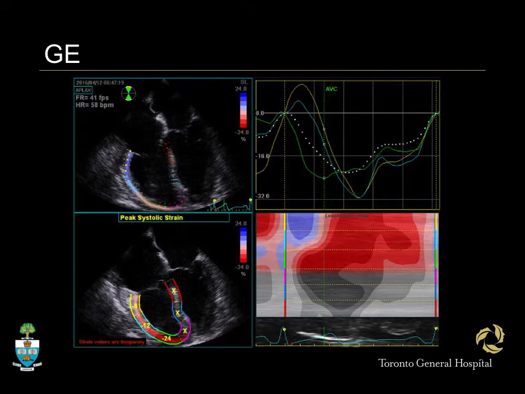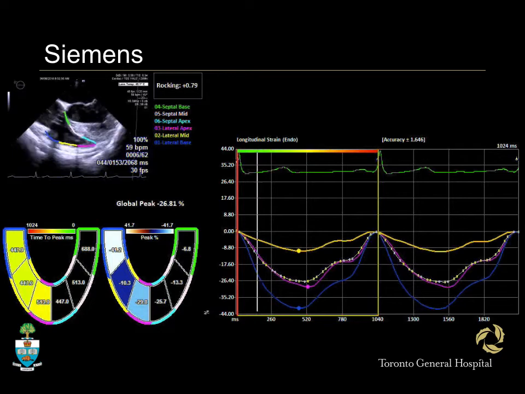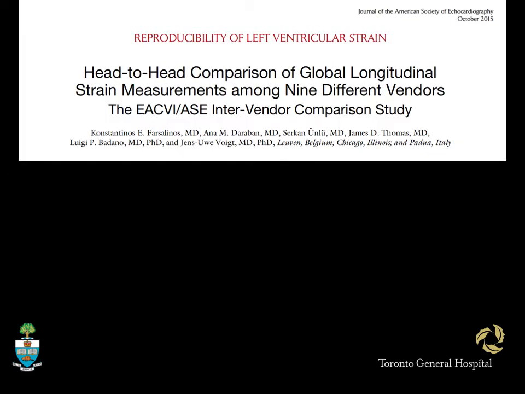So this is GE, where you can have the strain for each segment here. And if you want to know the global longitudinal strain, you need to scroll and get the point of the lowest point here. We also have a sort of parametric imaging with color and changes of strain over the cycle. Philips makes it relatively easy to understand. You have a longitudinal strain, and here you can see the values for each segment, and you also have a graphic representation, and Siemens has a very similar outline.